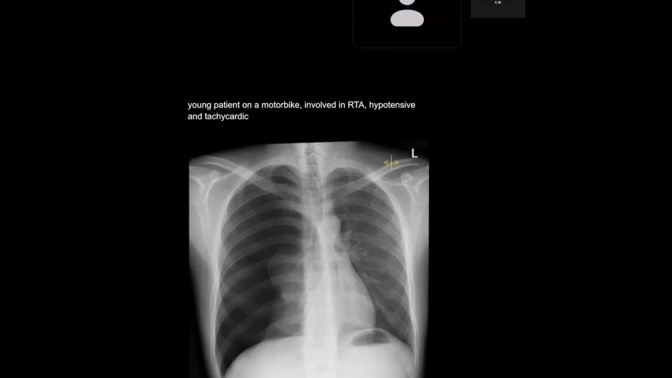Okay. It is right-sided pneumothorax. And what else? And that's it. Yes, there is a tracheal shift as well. Mediastinal shift to the left. Okay. What else?